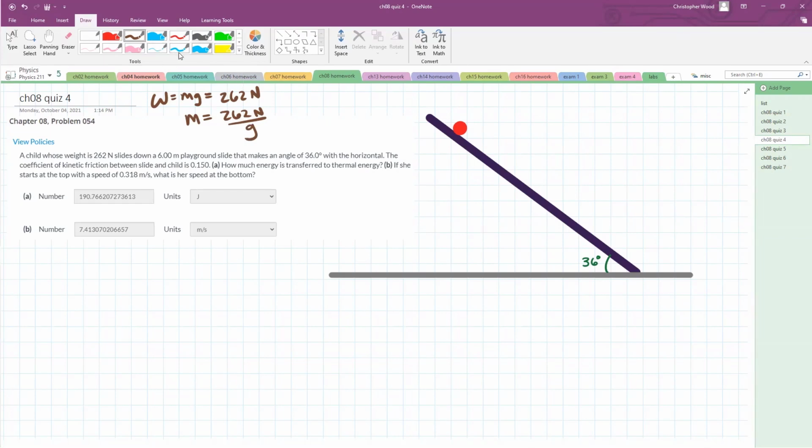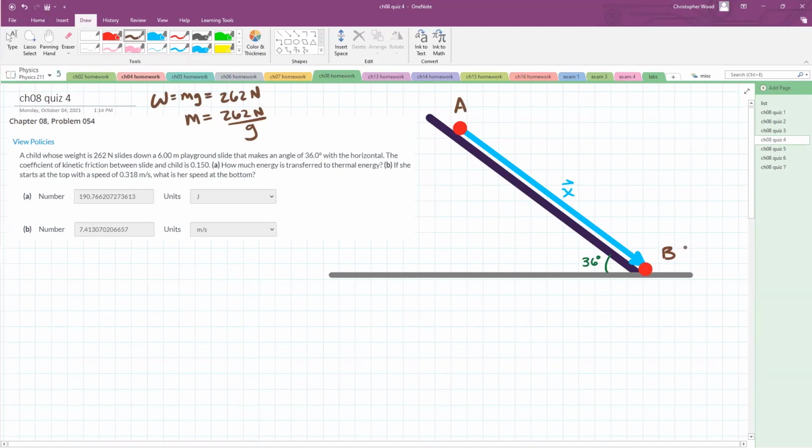Let's draw the displacement vector. The child starts here and ends up there. This is the displacement. I'm going to call this X, because I think I'm going to end up rotating my coordinate system. That's my displacement vector X. I'm going to call this energy state A. This is energy state B. Okay.